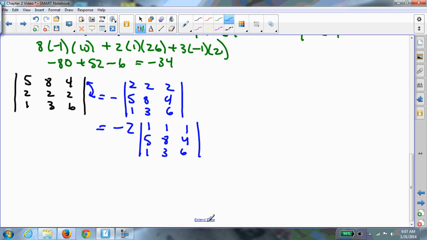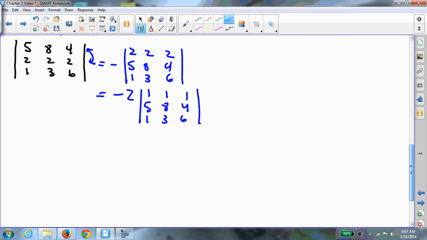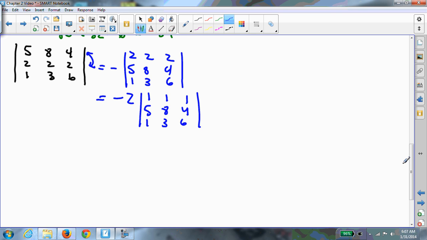The third operation we have, and these are all mimicking our row operations from chapter 1, is that if you add a multiple of one row to another row, that actually does not change the determinant. So here I'm going to take row 2 minus 5 row 1s, and here I'm going to do row 3 minus row 2. So negative 2, 1, 1, 1. Row 2 minus 5 row 1s is 0. 8 minus 5 is 3. 4 minus 5 is negative 1. 1 minus 1 is 0. 3 minus 1 is 2. 6 minus 1 is 5.